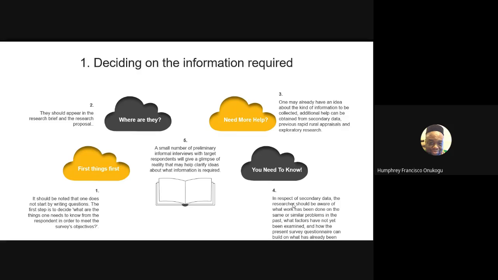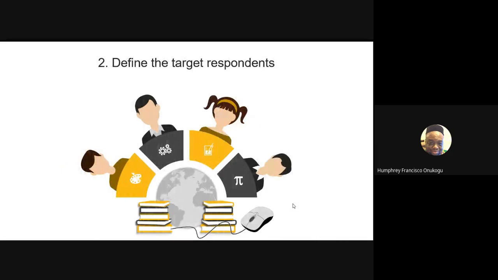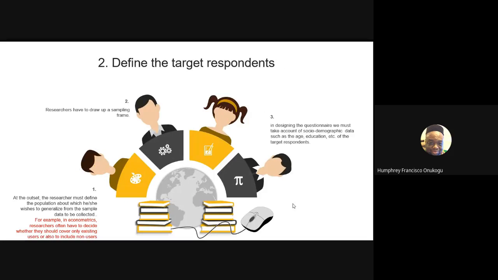And a small number of preliminary interviews with target respondents will give a glimpse of reality, which may help in clarifying ideas about the information required. What we're trying to say here is, at this stage we are still at the decision stage, which is the very first stage. Nothing stops you from gathering a few target respondents and asking them questions in line with your objectives. At this stage, you haven't started writing your questionnaire, but you are trying to decide what the content is going to be. You can interview them. The next step after this is to define the target respondents.